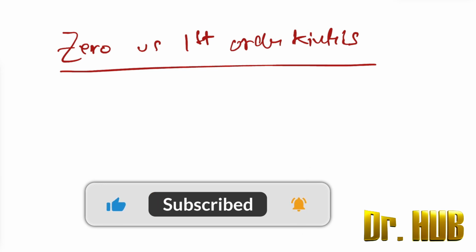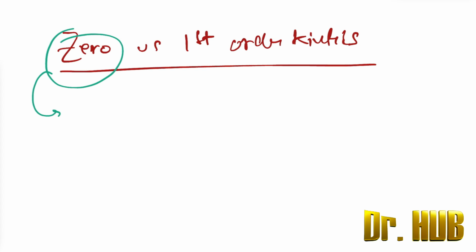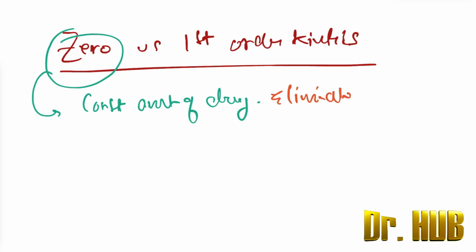Today we'll look at the zero versus the first order of kinetics. First of all, in the zero order, what do we have? There's a constant amount of the drug that is eliminated per unit time.